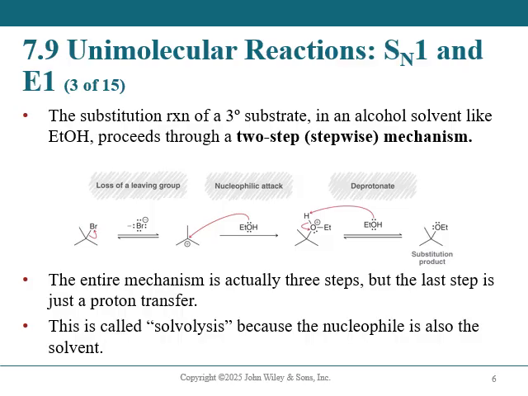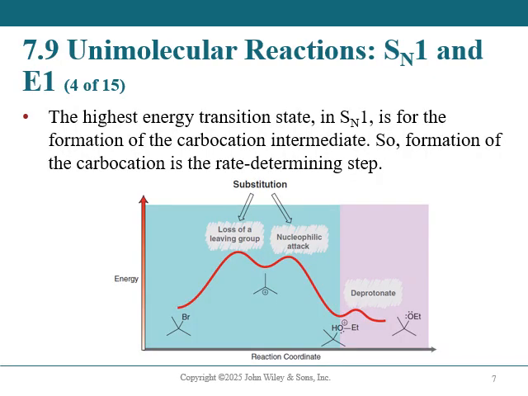This is called a solvolysis because the nucleophile is also the solvent. If you use water as your solvent, then it becomes hydrolysis, which is a type of solvolysis. For the highest energy transition state in SN1, we have the entire reaction diagram. You have three bumps, this one, and then lastly the deprotonation. The loss of your leaving group will be your highest energy point in the entire process, so the activation energy relies on that step. That will be your rate determining step.